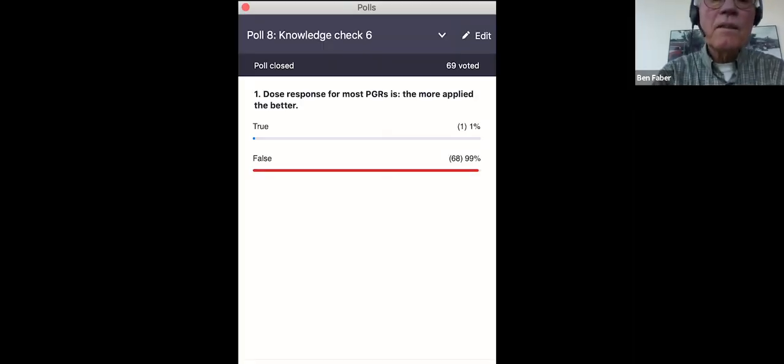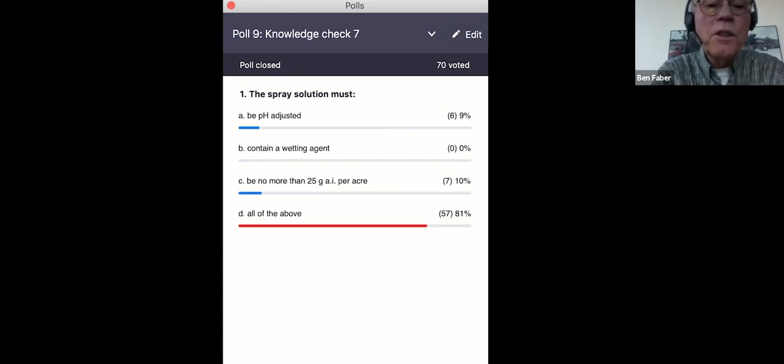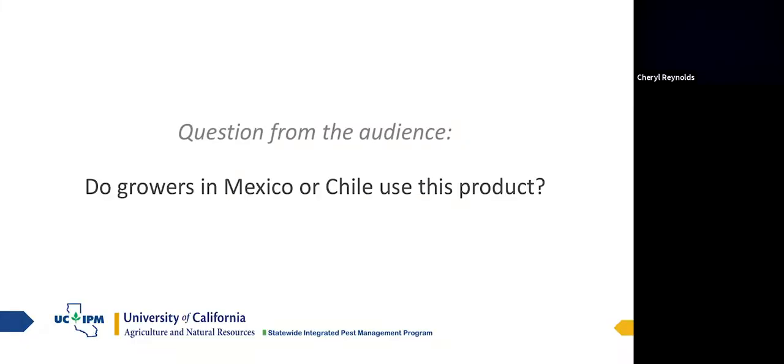Right, dose response for most PGRs is do it at the right rate. If you put on too much or too little, you're going to get something that you don't expect. So it's false, correct. The spray solution must be pH adjusted, contain a wetting agent, be no more than 25 grams active ingredient per acre, or all of the above. Choose the best answer.